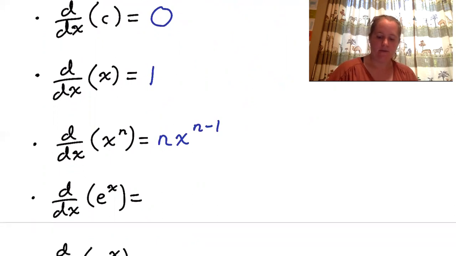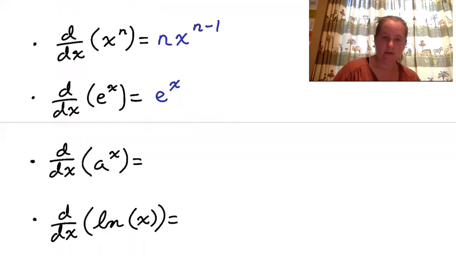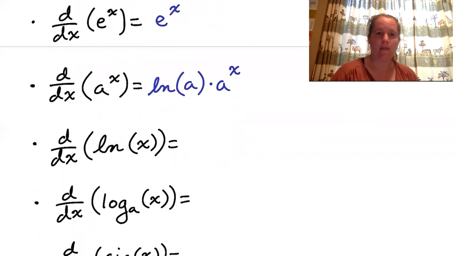The derivative of e to the x, this was our special function. It spits out itself. We just get e to the x. The derivative of a to the x, generalizing to exponentials where a is positive, we get the natural log of a times a to the x. Derivative of natural log of x, we've seen previously, was 1 over x.